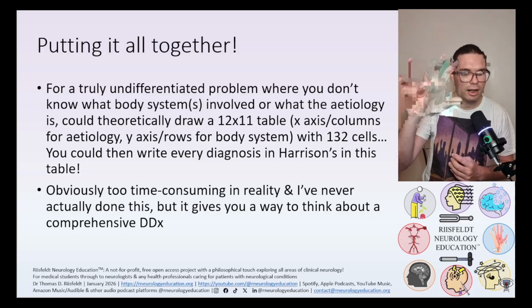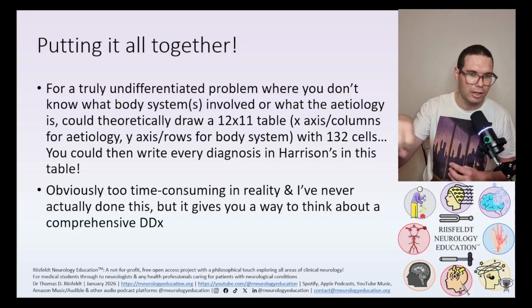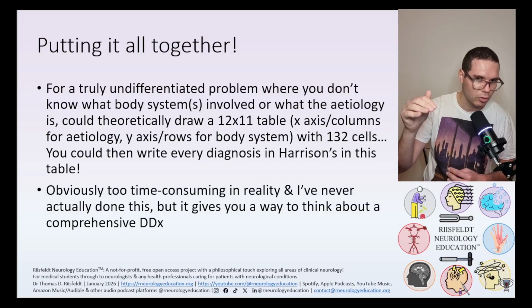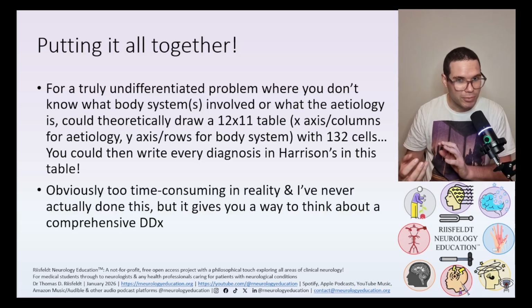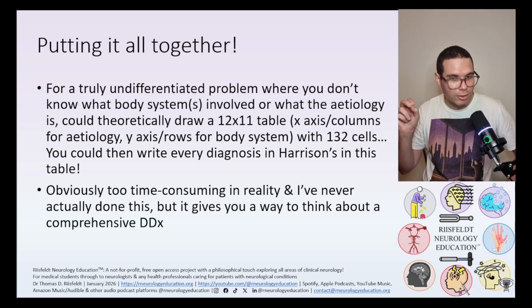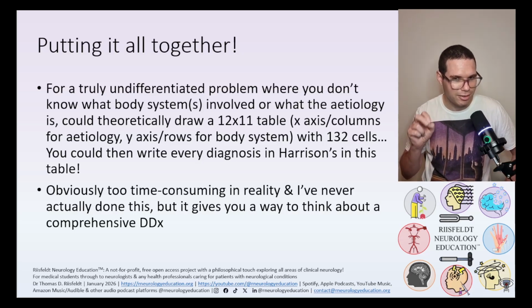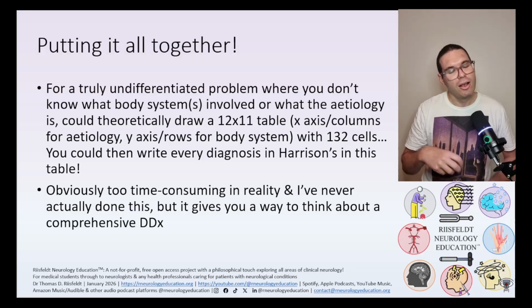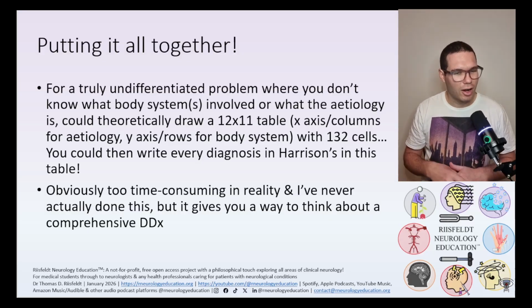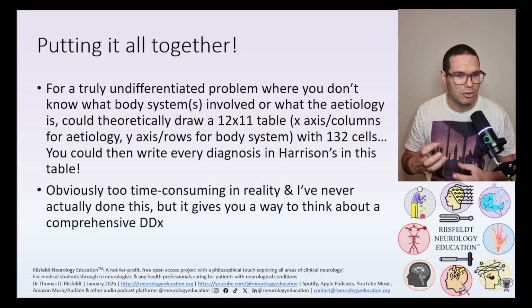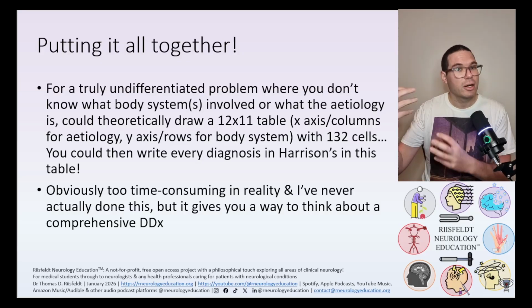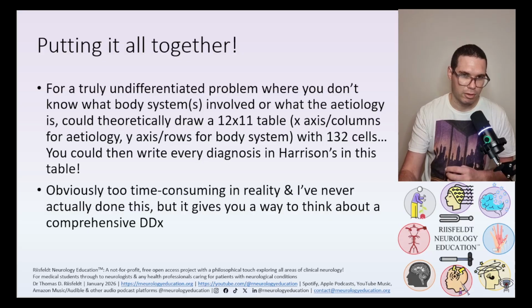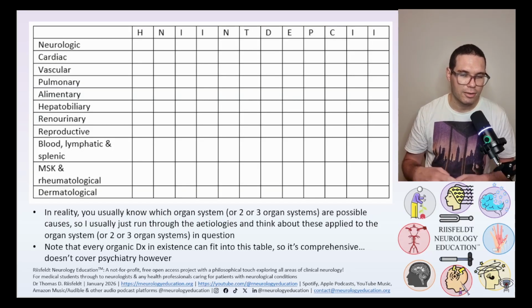So you could have the x-axis or the columns for the etiology and the y-axis or the rows for each of the functional body systems. And then you'd end up with a table with 132 cells in it. And then you could literally write every single diagnosis in Harrison's in this table if you wanted to. Obviously, this process is way too time-consuming in reality, and I've never actually done this, but it does give you a way to think about how you might go about generating a comprehensive differential diagnosis in clinical practice.